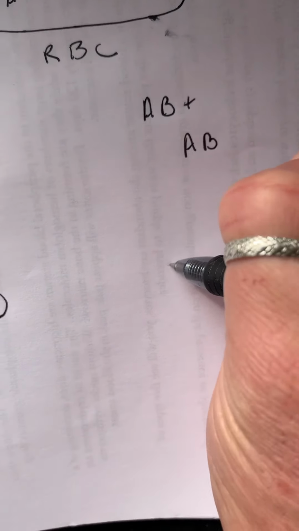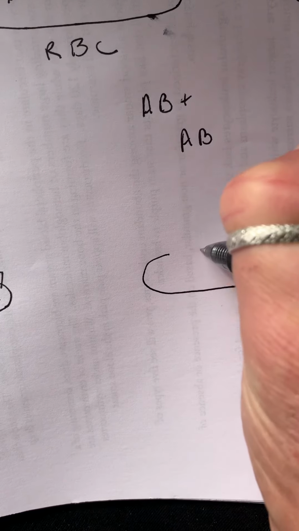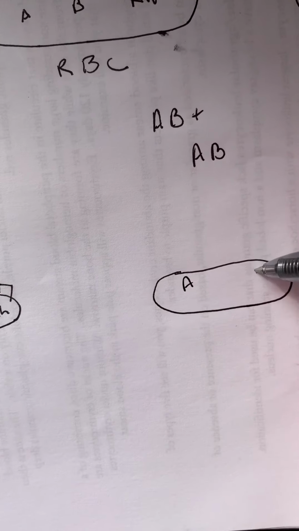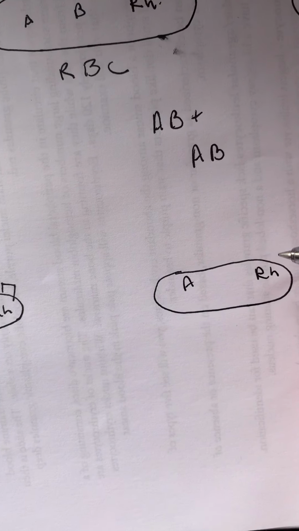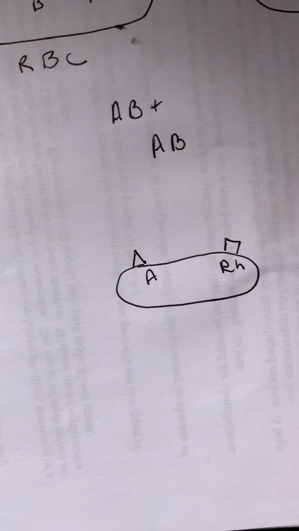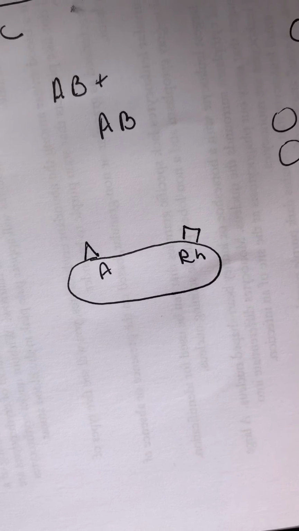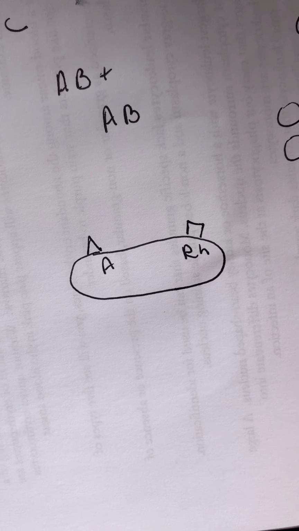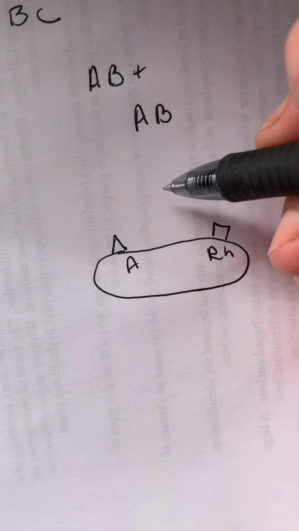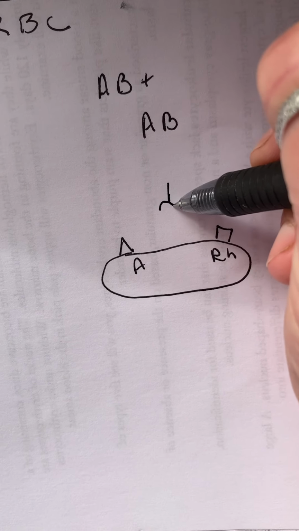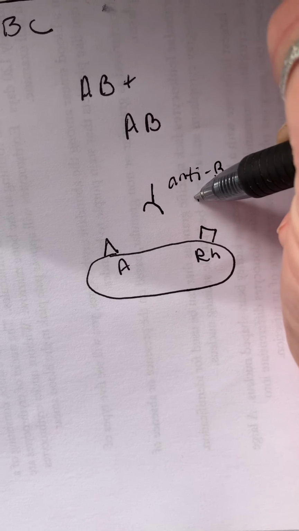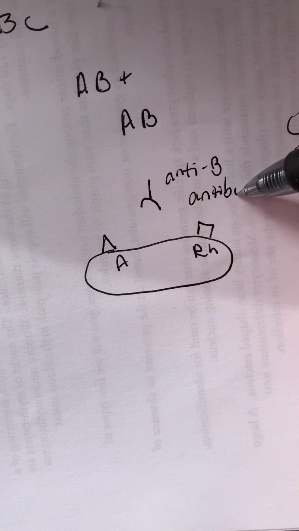Let's do another one. Let's give this person an A and an RH. Okay, so there's the RH antigen, and there's the A antigen. So the type of antibodies this person makes is going to be whatever it doesn't have. So they don't have a B, so they would be making anti-B antibodies.